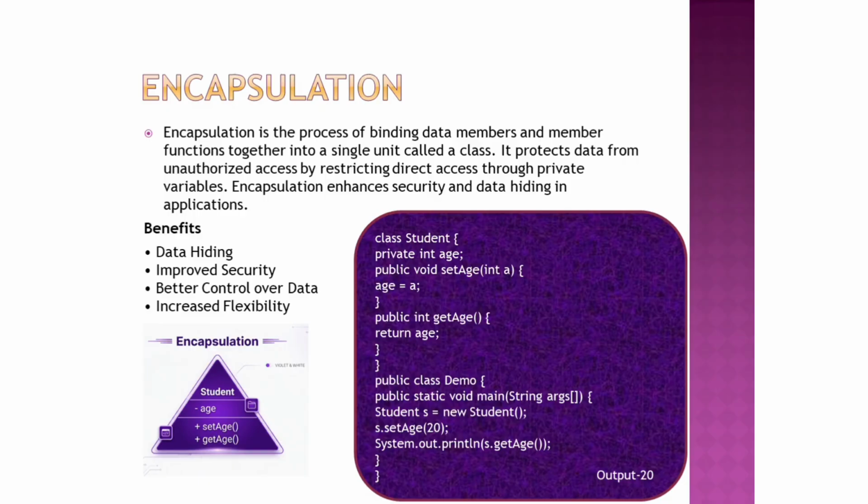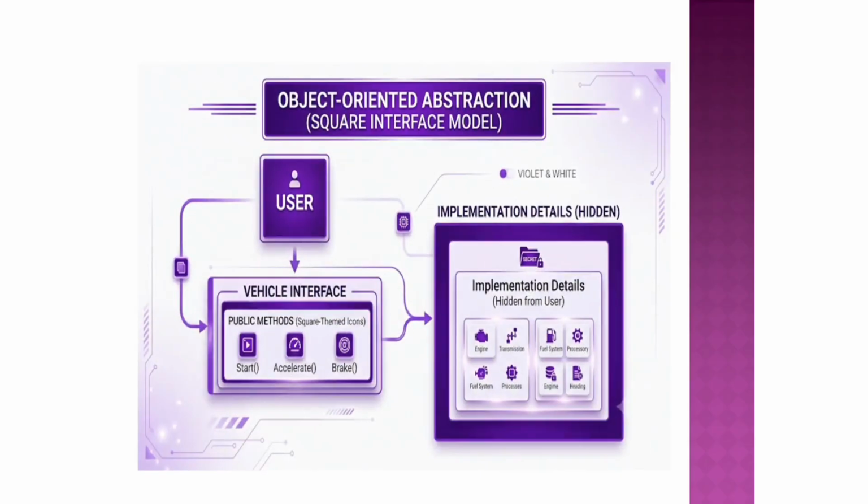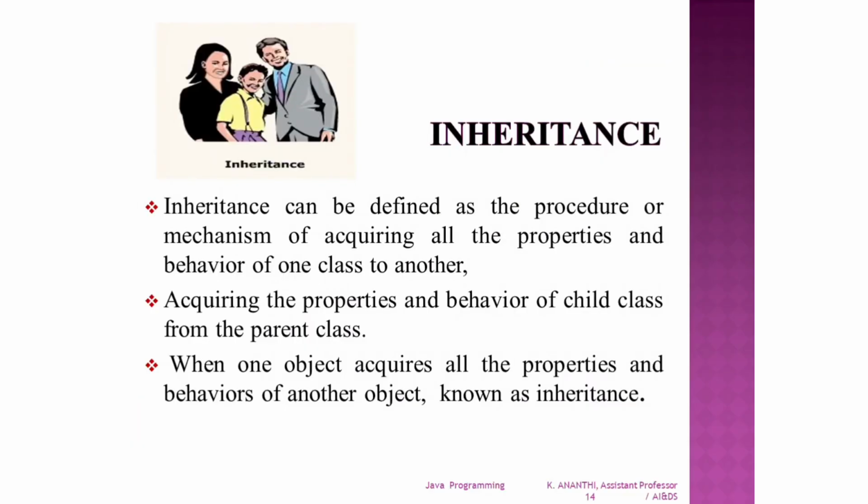So far we have learned four important concepts, right? Object, class, abstraction, and now we are moving to another powerful concept called inheritance. Inheritance helps programmers avoid writing the same code again and again. Instead of creating everything from scratch, a new class can simply reuse the features of an existing class. Let's understand this with a very simple example.